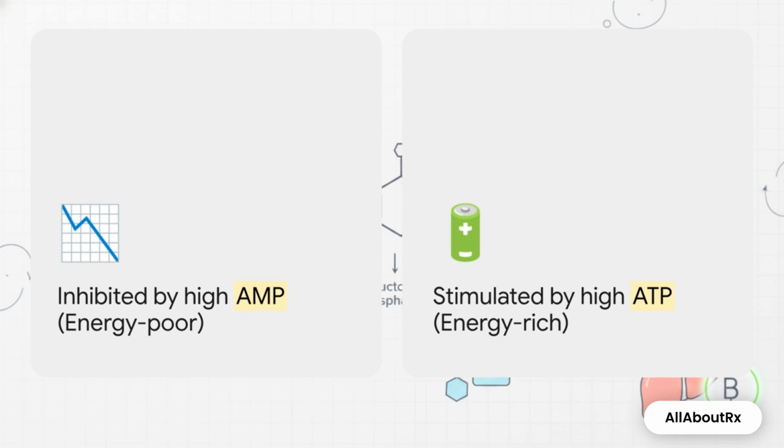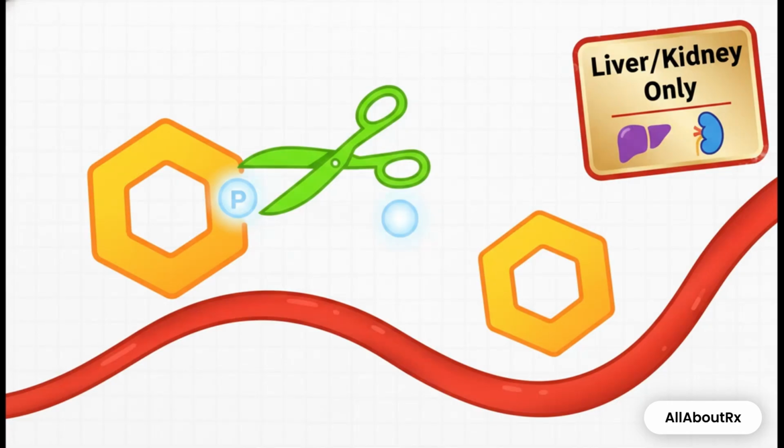This bypasses PFK1. Honestly, this step is the primary regulatory site of the entire pathway. Think of it like a seesaw governed by the cell's energy state. It's stimulated by high ATP, meaning the cell is energized enough to do the hard work of building glucose. But it's strongly inhibited by high AMP, which screams energy poor state, meaning the cell needs to conserve its resources, not spend them. Finally, we reach the top, the last bypass.